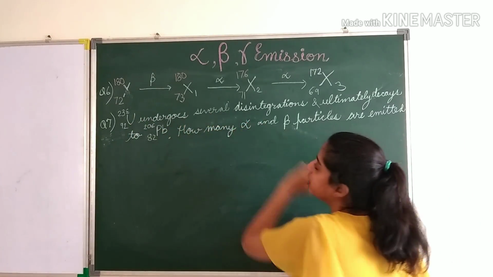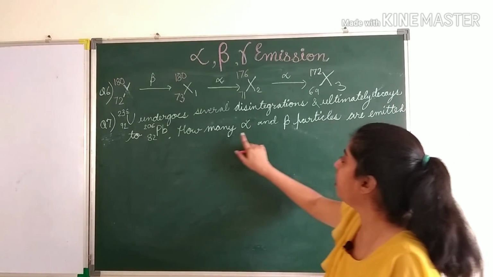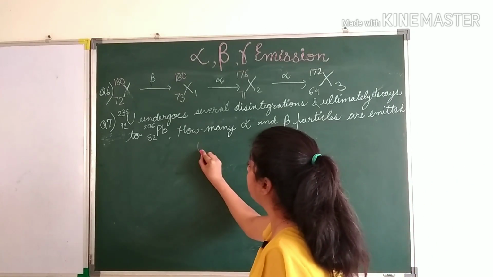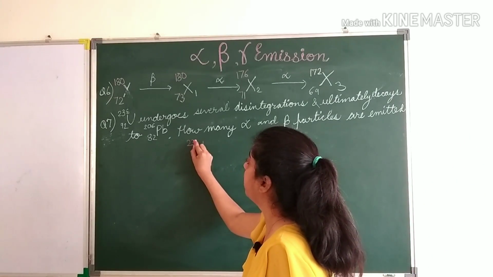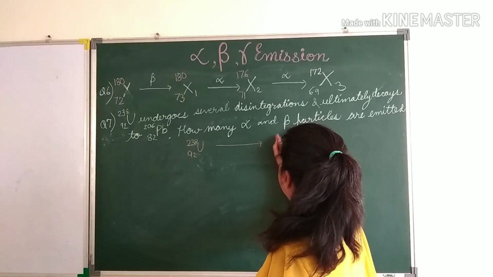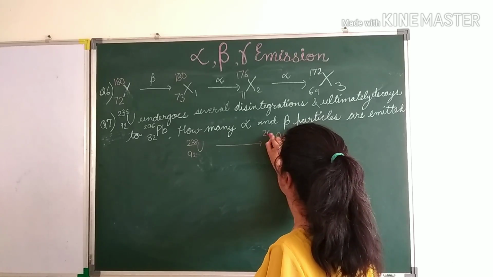Uranium undergoes several disintegrations and ultimately decays to lead. How many alpha and beta particles are emitted? You know that uranium 238 is the mass number and atomic number is 92. It is getting converted into lead with atomic number 82 and mass number 206.